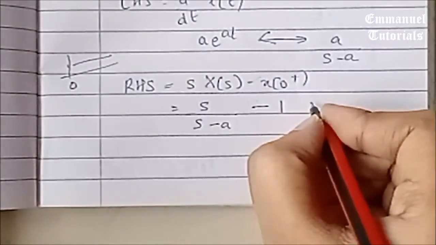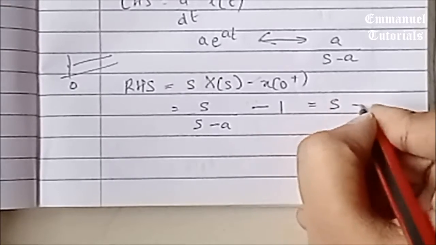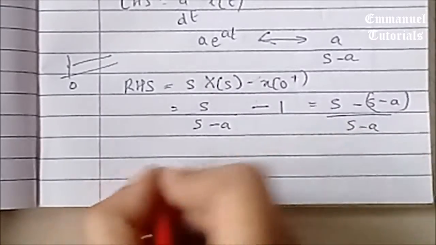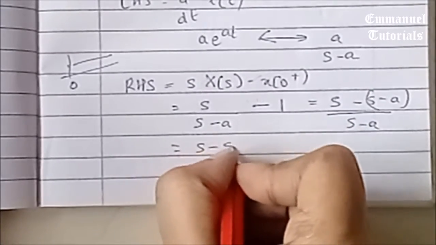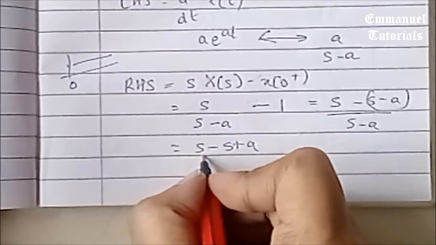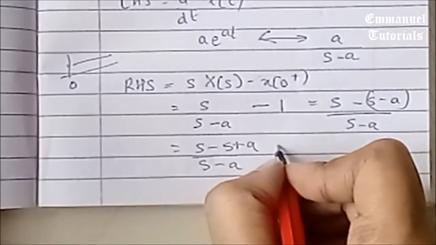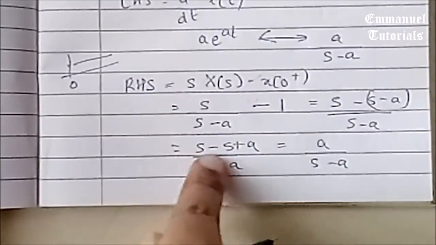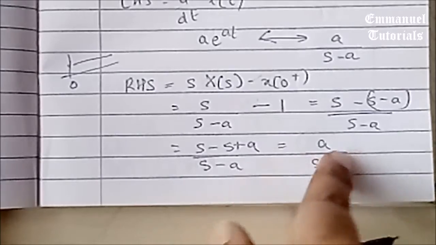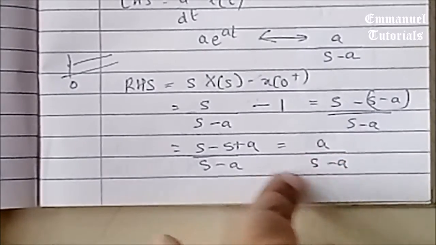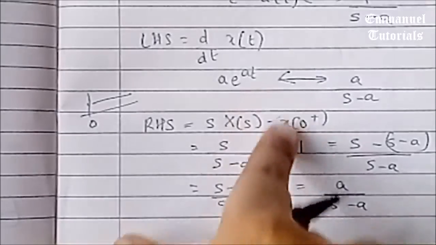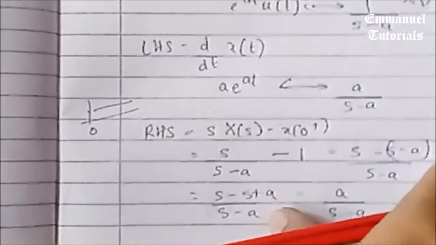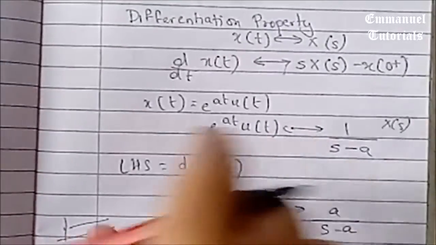Now we'll solve this. What will we get? S minus a upon s minus a. So this will give us s minus s plus a upon s minus a. So this will be a by s minus a. So we cancel s and s, and the resultant is a by s minus a. Now, if we check the LHS, we can see that LHS and RHS are equal. So we have proved the differentiation property of the Laplace transform using this input.